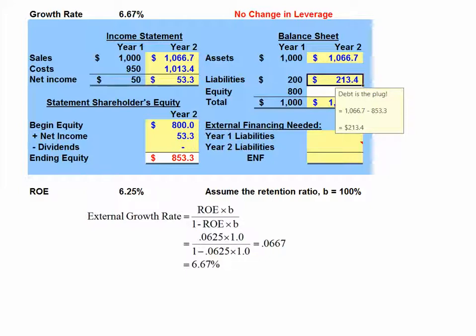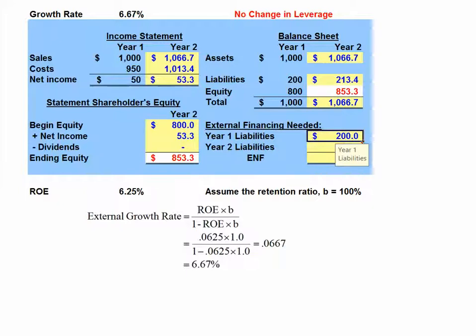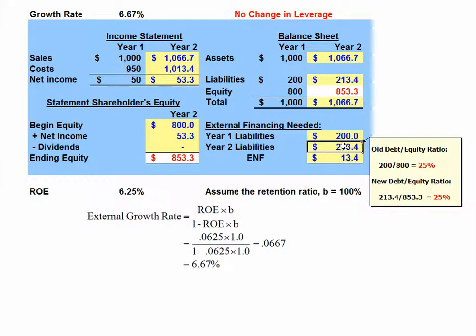Our liabilities will be $213, and that's simply the difference between our total liabilities and equity minus our equity. Working on down through then, looking at our external financing needed, we began the year with $200. Year 2, our ending liabilities were $213.43, so we had an additional financing need of $13.40. We can see our old debt-to-equity ratio was 25%, and that's the 200 divided by 800. Currently, our new debt level divided by our new equity is $213 in debt divided by $853 in equity, and our debt-to-equity ratio remains at 25%.